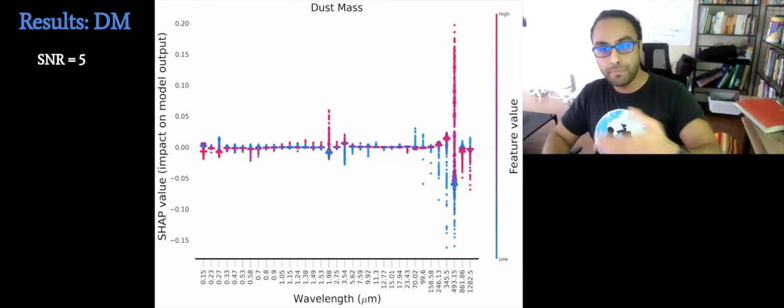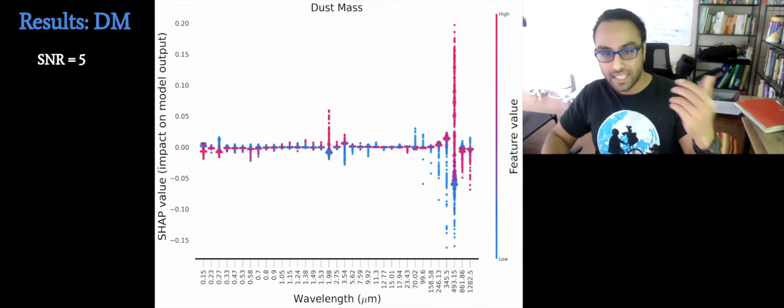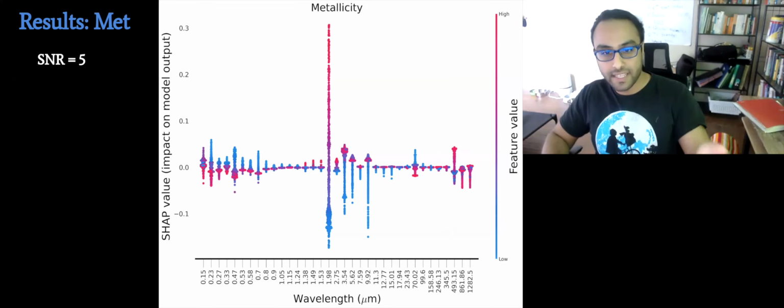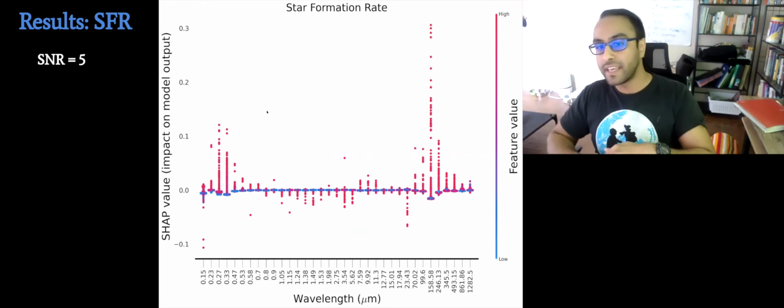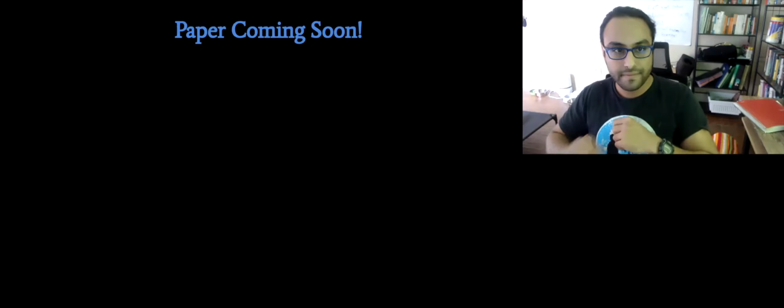The other 3 plots are quite similar. Dust mass, metallicity. We have quite an overlap with the plot for mass because of the well-known mass-metallicity relationship. And finally, star formation rate.